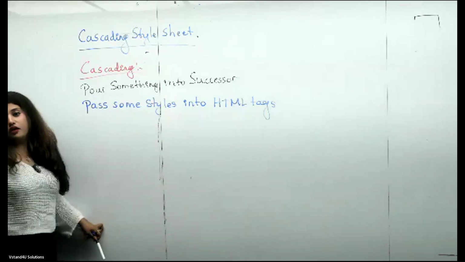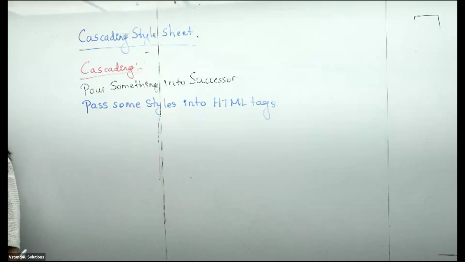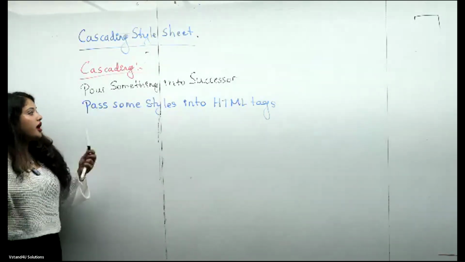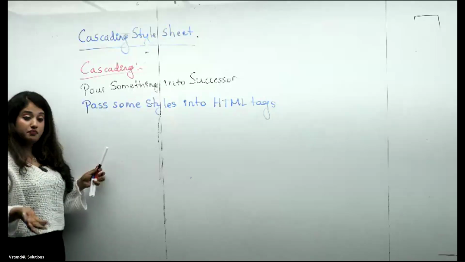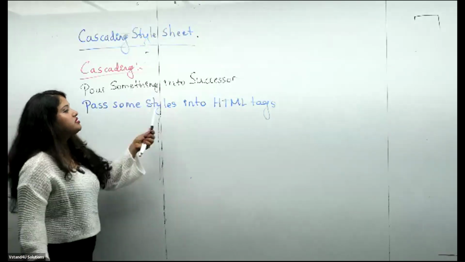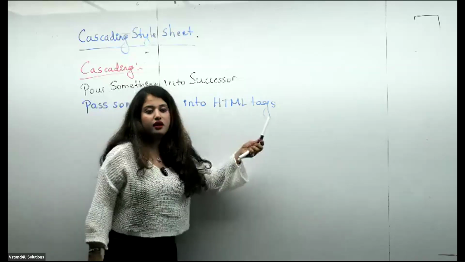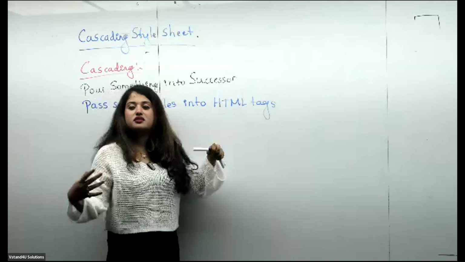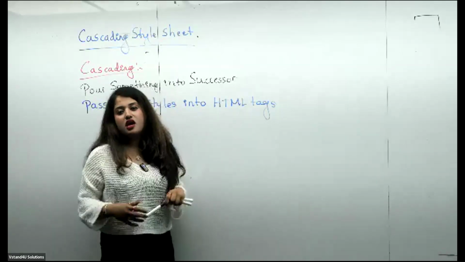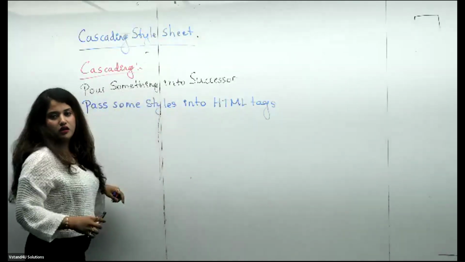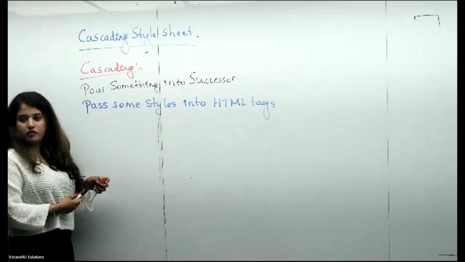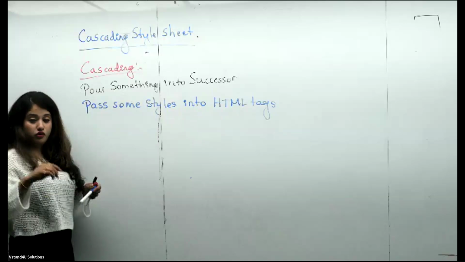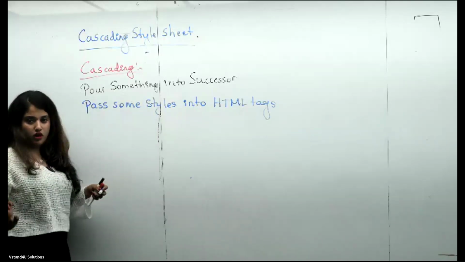Okay. What is cascading? Cascading is nothing but pouring something into the successor. In technical terms, in simpler terms, passing some styles into HTML tags. Now we will see what style I am going to pass inside this HTML tag. Clear? Shall I continue? Understanding? If you are not understanding, please interrupt me. Done?